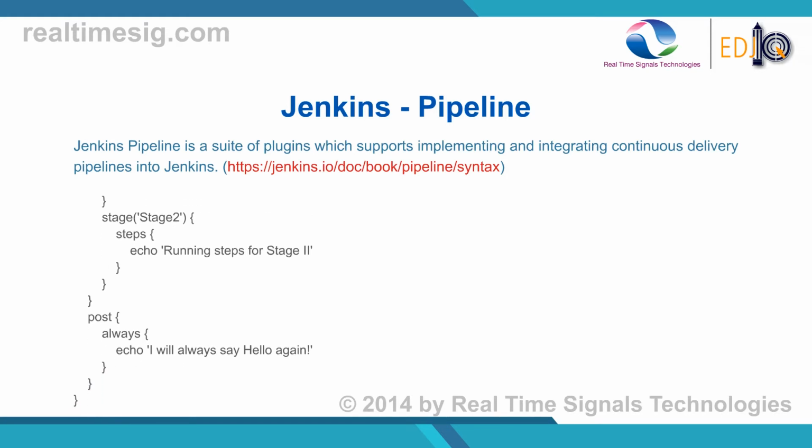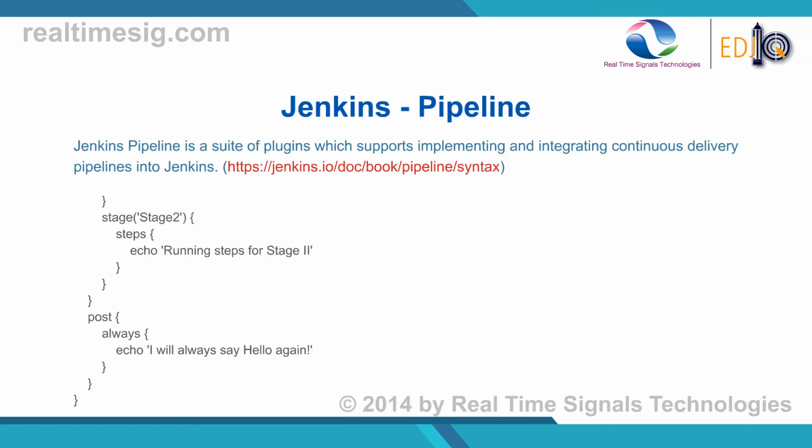Creating a Jenkinsfile and committing it to source control provides a number of immediate benefits. Automatically creates a pipeline build process for all branches and pull requests. Code review and iteration on the pipeline, along with the remaining source code. An audit trail for the pipeline. A single source of truth for the pipeline, which can be viewed and edited by multiple members of the project.